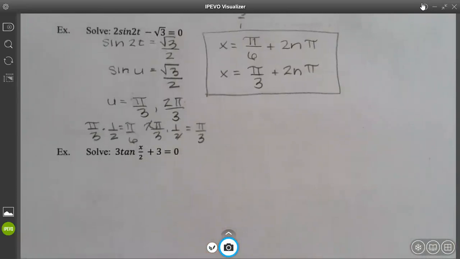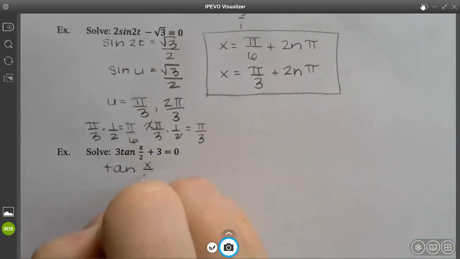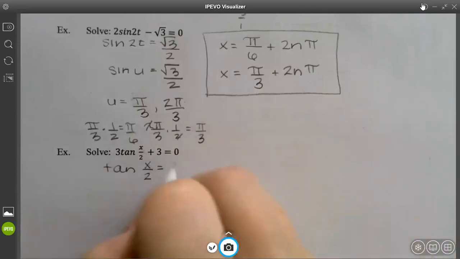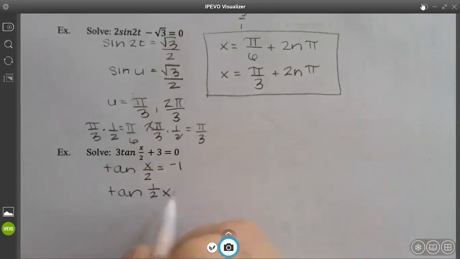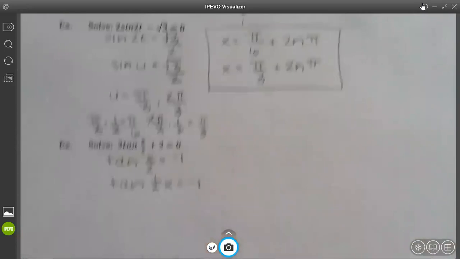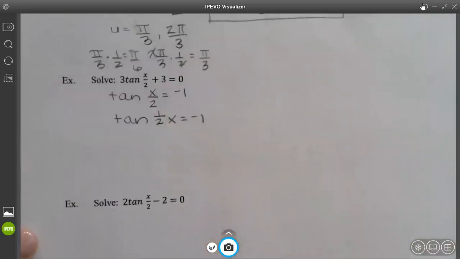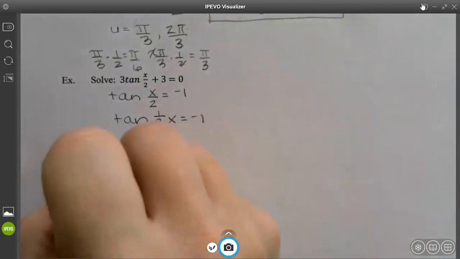How do I solve the next one? Subtract 3 by that. When I subtract 3 and divide by 3, what do I get? -1. Realize that this is the same thing as 1/2 x. Okay, so we're going to divide by what when we finish? 1/2, which means we're actually going to multiply by 2. Okay, we'll get there in a minute.